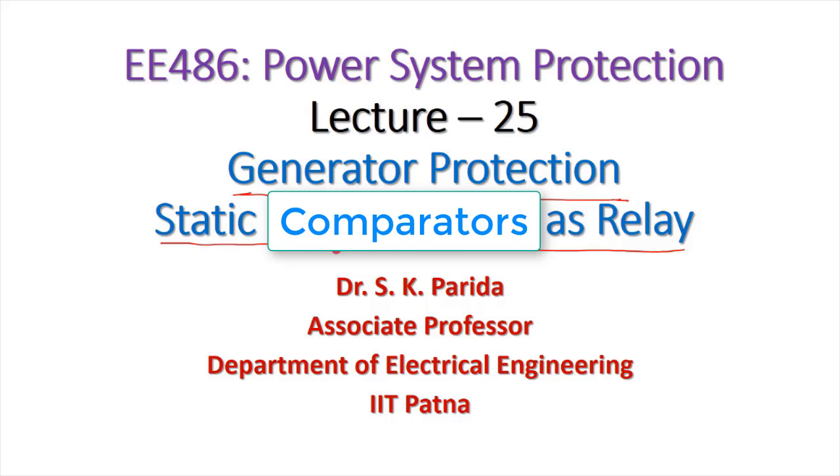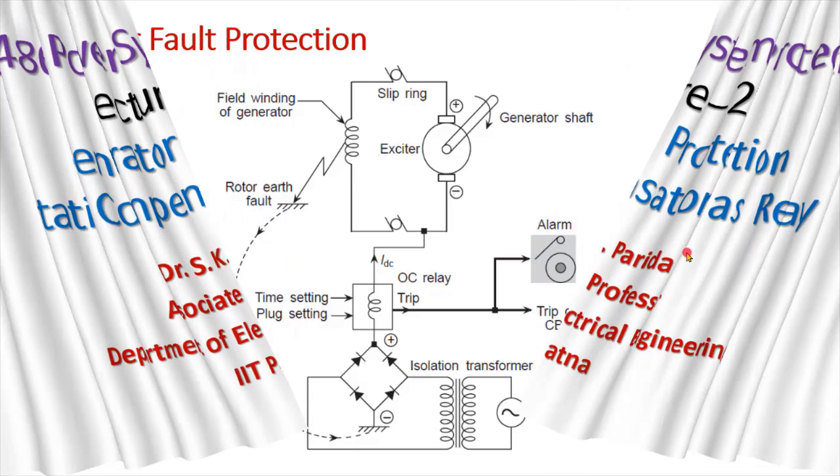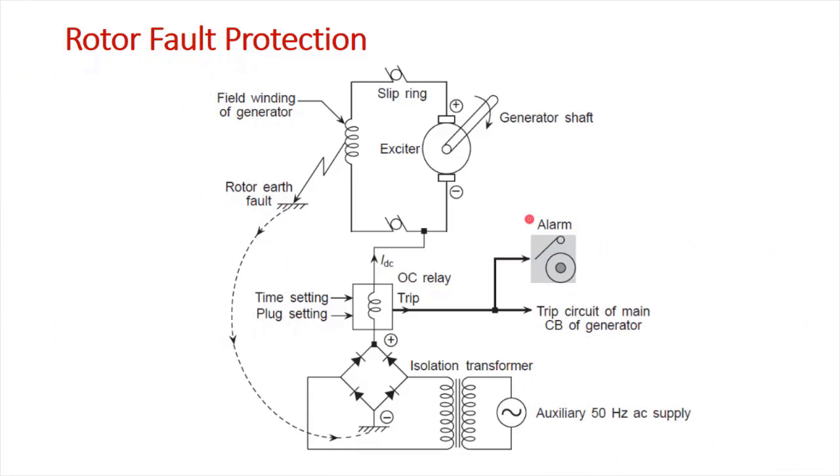Static comparators, in fact, were developed after the invention of transistors and the op-amps came into the picture, and how by using these small electronic components we can develop the relays, and that is known as the static comparators. And we will see how static comparators can be used to design different kinds of relays. Okay, so let us see first the rotor fault protection in this lecture.